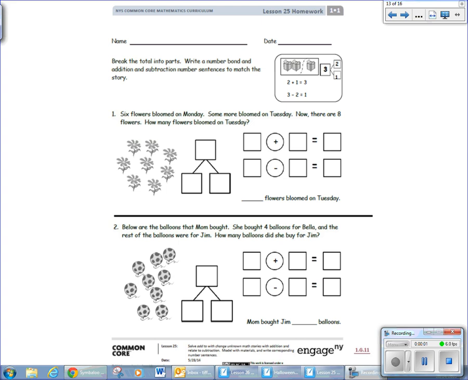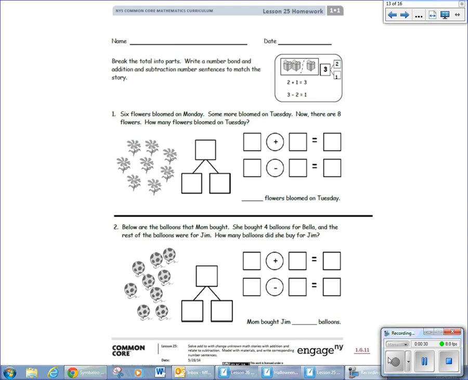All right, for today in math, we did lesson 25. The students were to be able to find missing numbers in math problems using a number family by adding and subtracting. So we've got a story problem for homework, also a number bond, and an addition and subtraction sentence. The idea is for the students to find all three numbers in this number family so they can write addition and subtraction problems with those numbers.